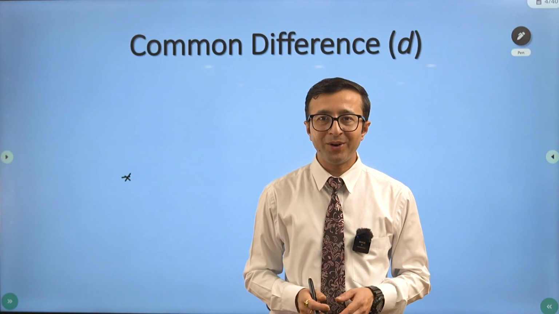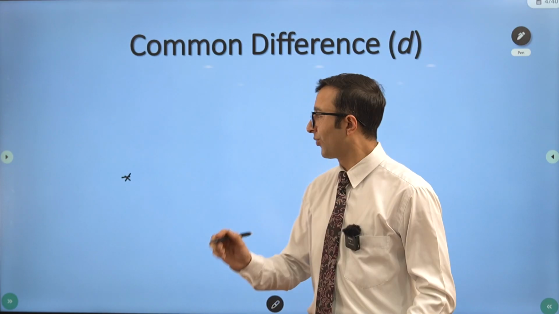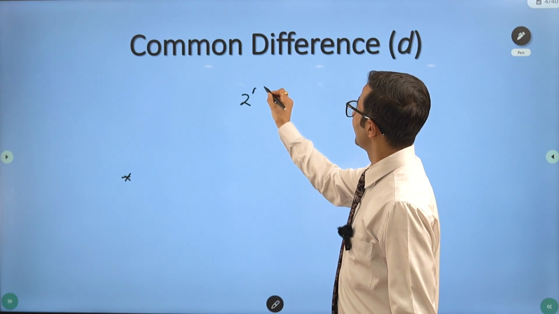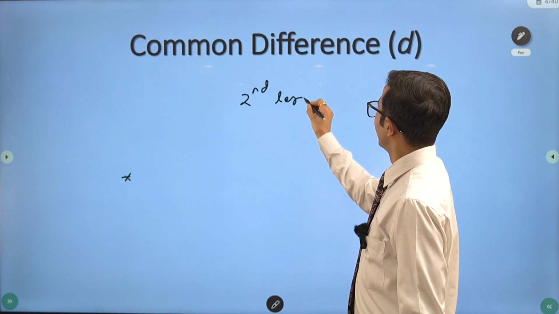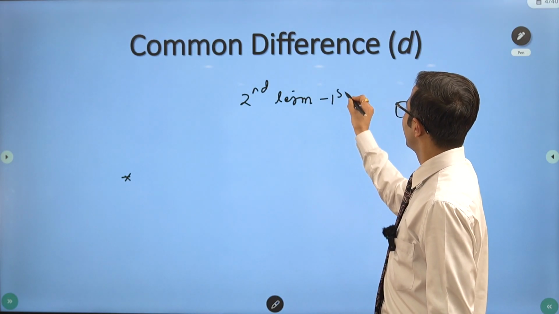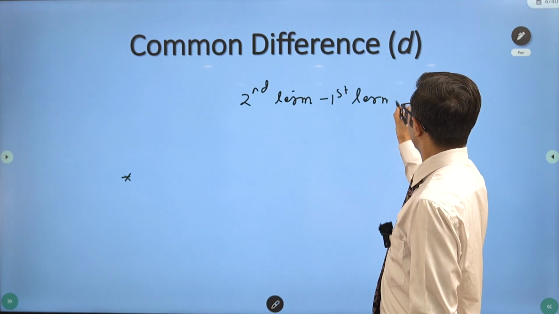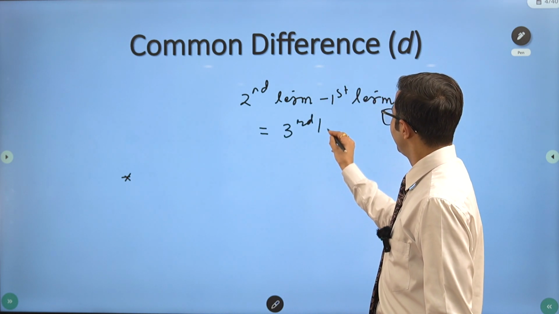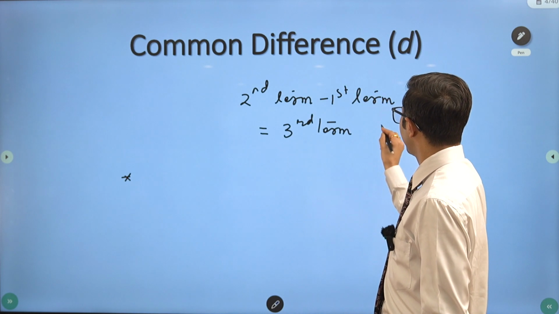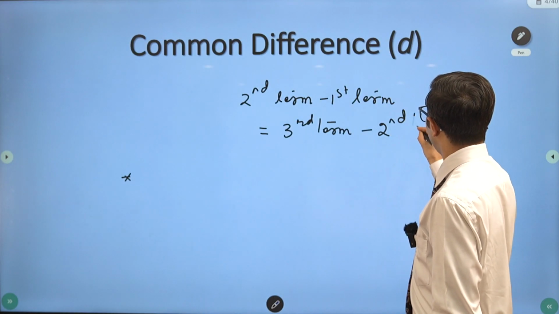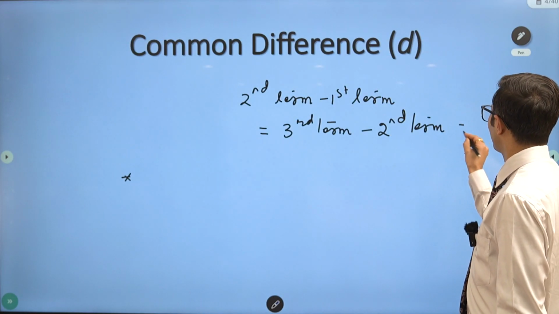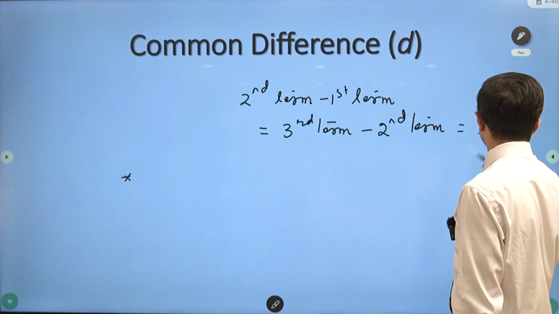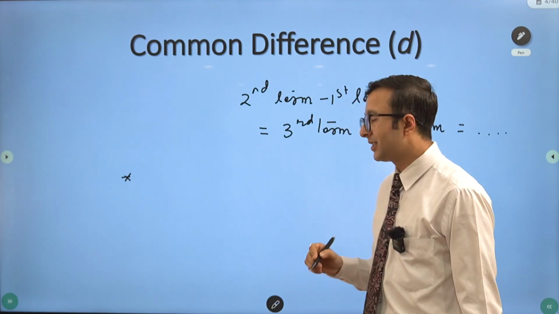So always remember, to find the common difference, what do you need to do? Second term minus first term should be equal to third term minus second term, and so on. These values we call the common difference.